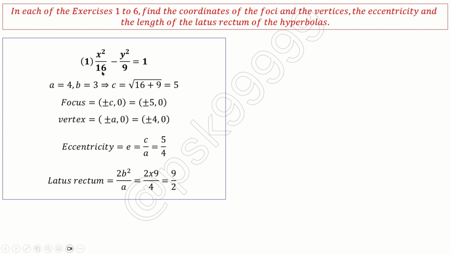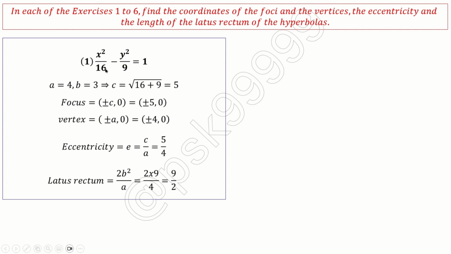Okay, so here the equation is given: x square by 16 minus y square by 9 equal to 1. I need to find out the focus, vertex, eccentricity, and latus rectum. From this I know that the positive term is x square by 16, correct. So the transverse axis is on the x-axis, and the vertices are plus or minus a comma 0.